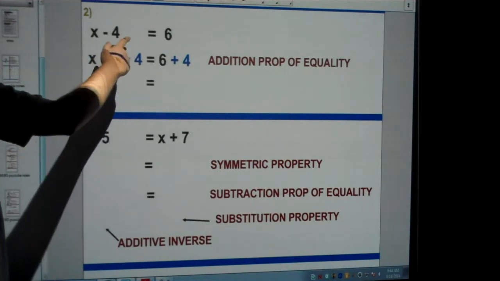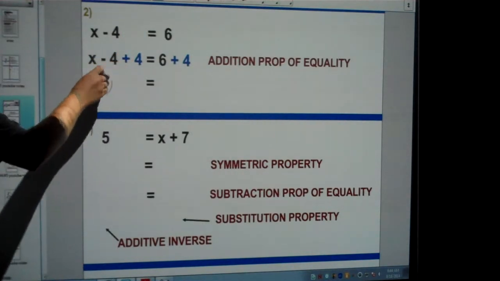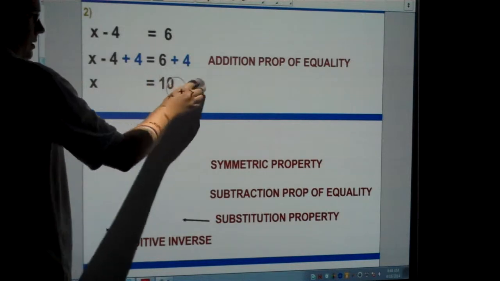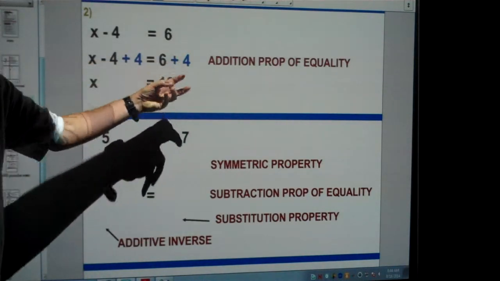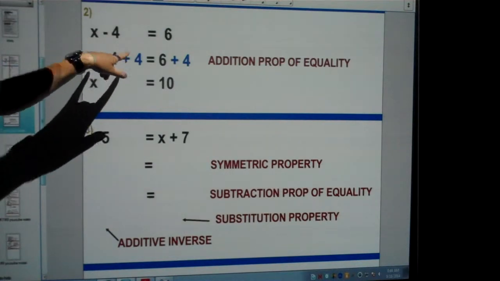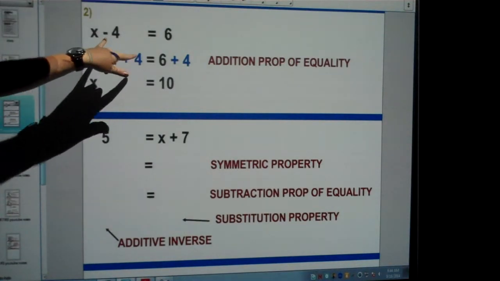So these two are inverses of each other, so these are going to cancel and just leave me x, and then 6 plus 4 is 10. This would be by substitution because I worked something out. This would be by the additive inverse again because I had a negative 4 and then a positive 4.